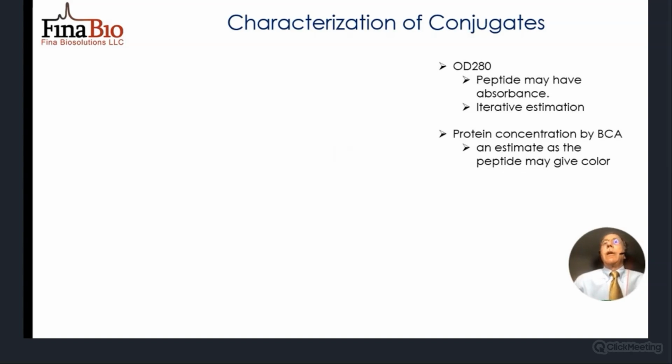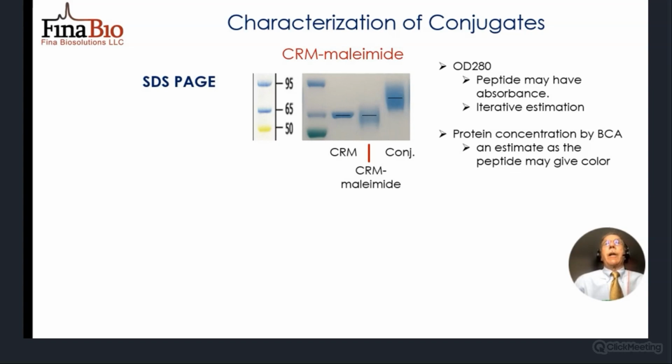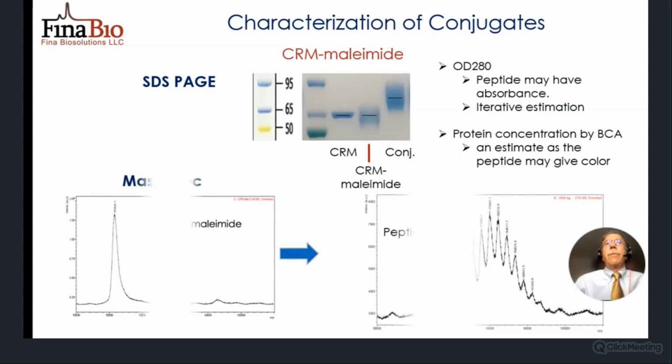Characterization: you can use OD280 or you can use BCA. Each of these will have some additional contribution from the peptide, so you want to take that into account. In some cases, you can make a correction because you can estimate how much peptide is on there using a method such as SDS-PAGE, where you look at the increase in the molecular weight and divide that by the peptide molecular weight to determine how many are there. Or you can use mass spec, looking at the increase in molecular weight over the molecular weight of the CRM maleimide.